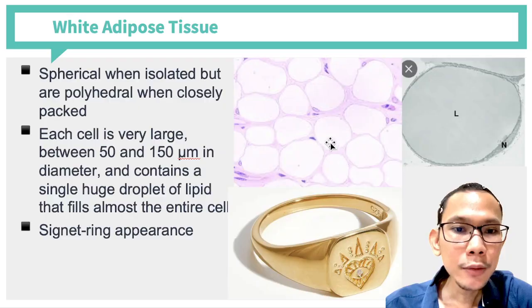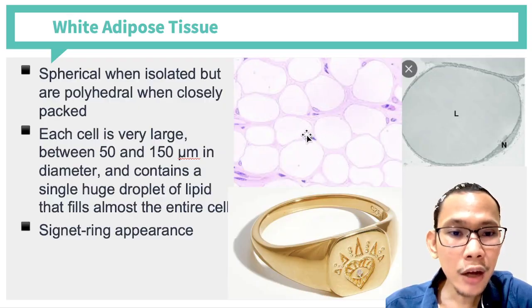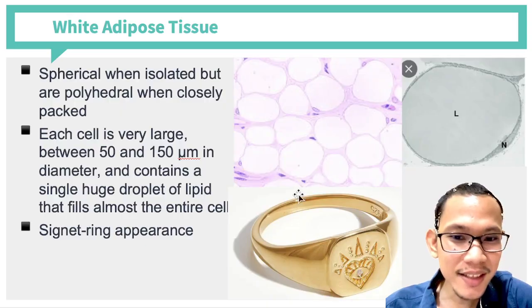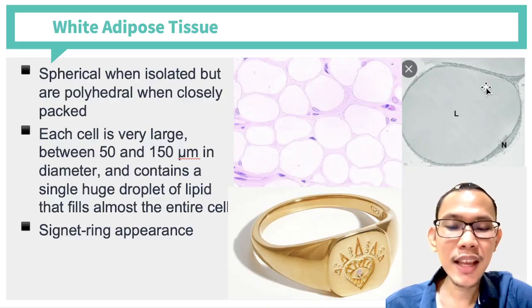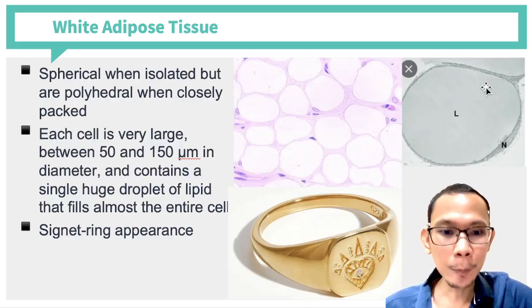That's why the nucleus is found at the periphery, and it looks like a signet ring. So this is what we call a signet ring. That's why white adipose tissue has a signet ring appearance. So please take note of that.